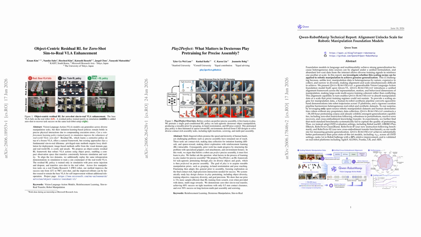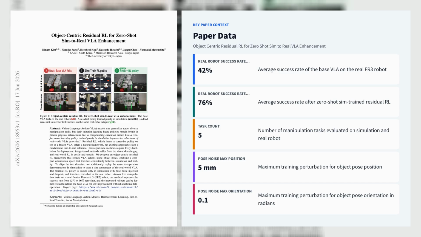That shift is what turns manipulation from a lab demo into something scalable. And the details here reveal exactly where that scalability is breaking through and where it's still surprisingly fragile. Let's explore the first paper, Object-Centric Residual RL for Zero-Shot Sim to Real VLA Enhancement.